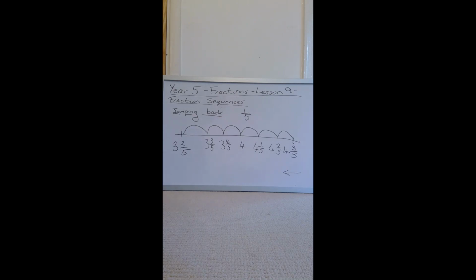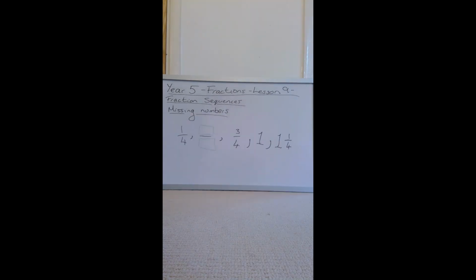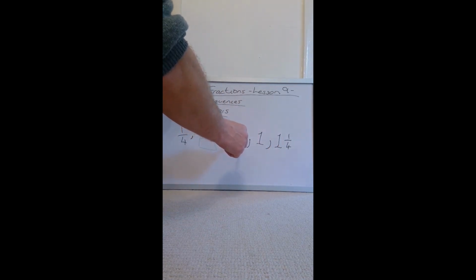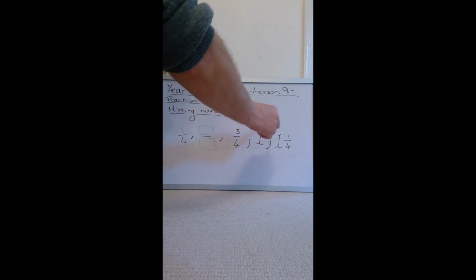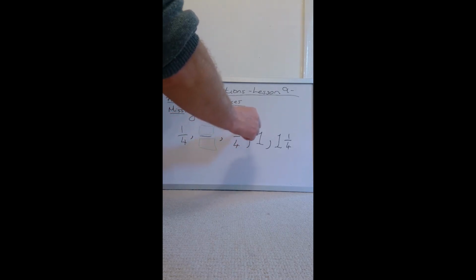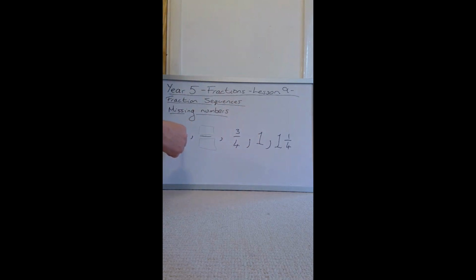Another type of fraction sequence is where you have a missing number. So in this particular problem, you notice that the denominator is quarters here. And then you need to work out what the intervals are, how big the jumps are each time. Here you can see that the jumps are 1/4. So if you start at 1/4 and then you jump up another quarter, that will take you to 2/4, and you're able to complete the missing number problem.